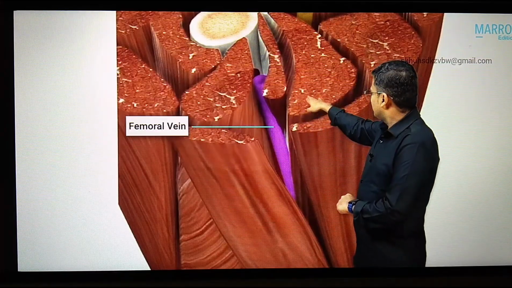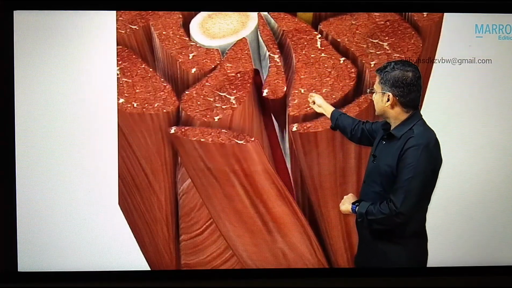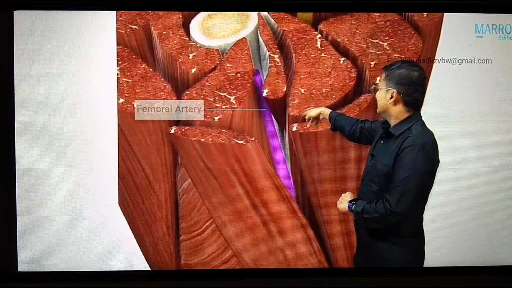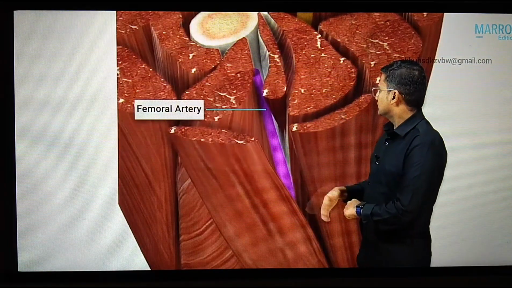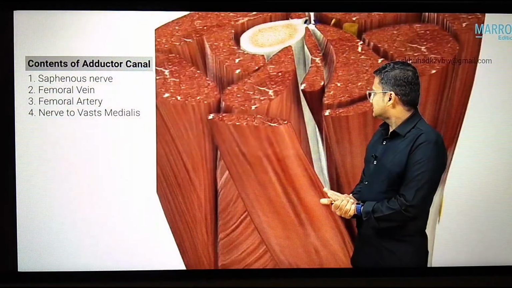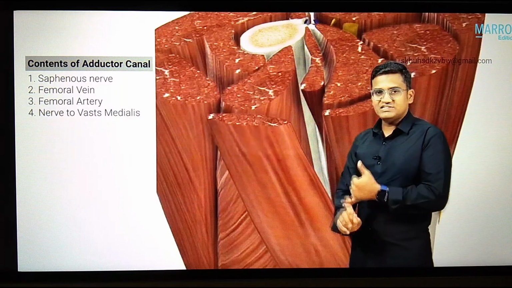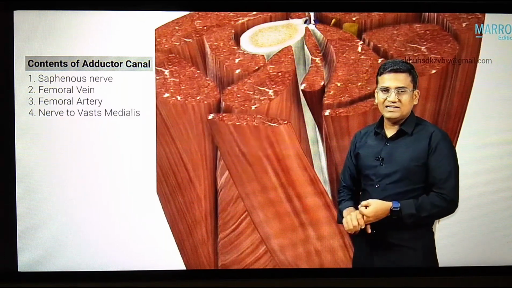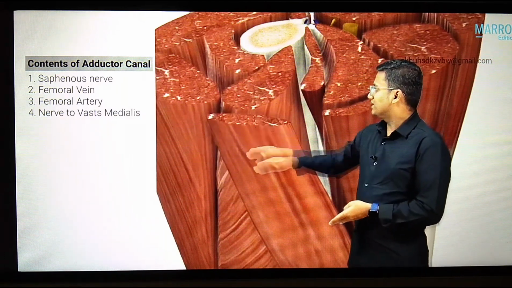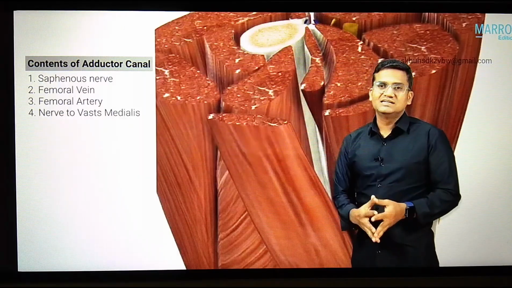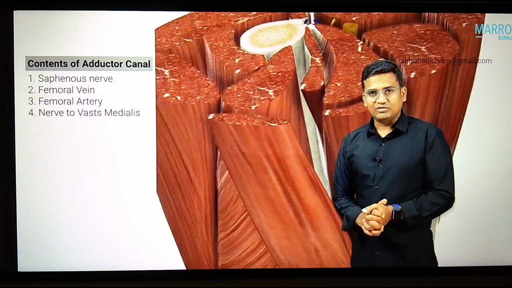Now, if you remove the femoral vein, then in the front side, you are seeing one more artery there. That is our femoral artery. These are the contents of our adductor canal: saphenous nerve, femoral vein, femoral artery, and one more nerve, nerve to vastus medialis. Okay, these are the boundaries and the contents of the adductor canal.